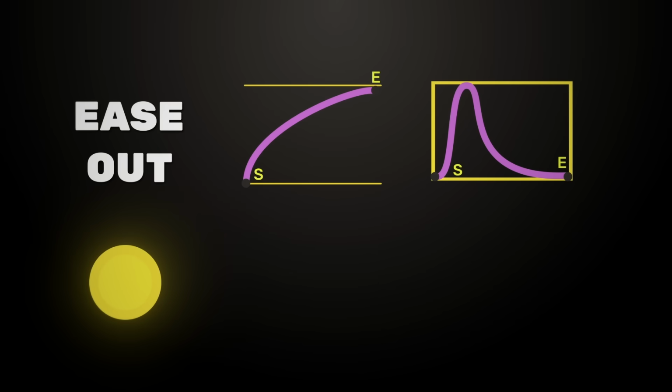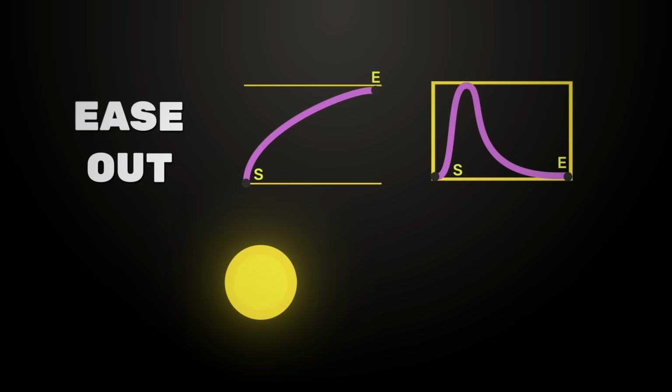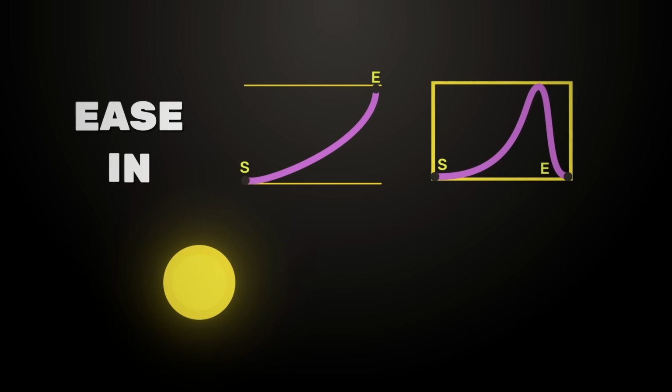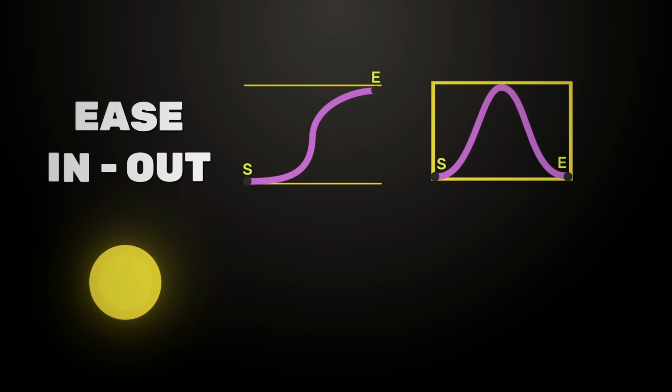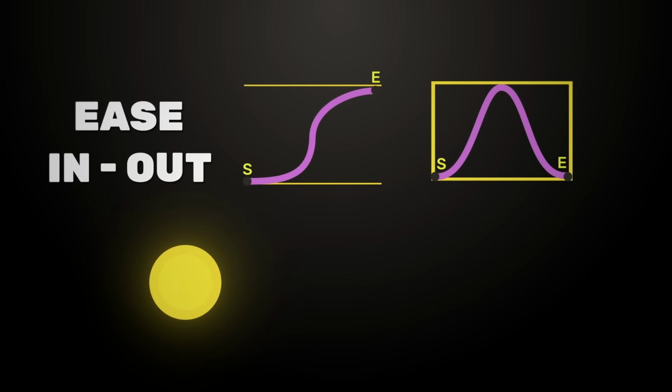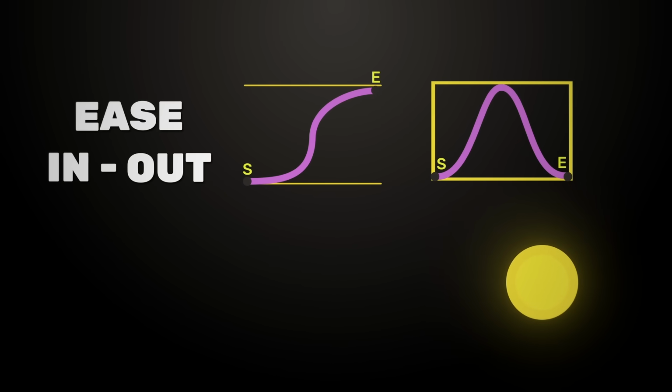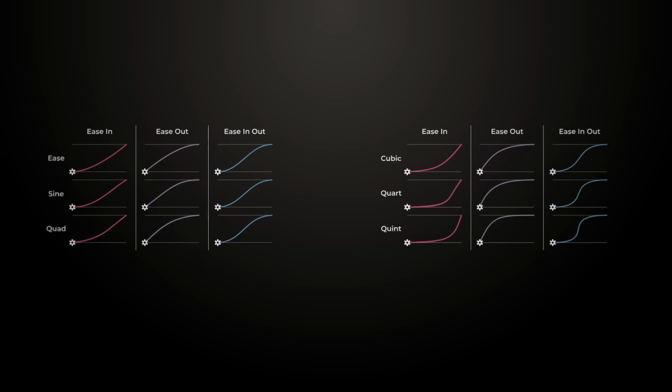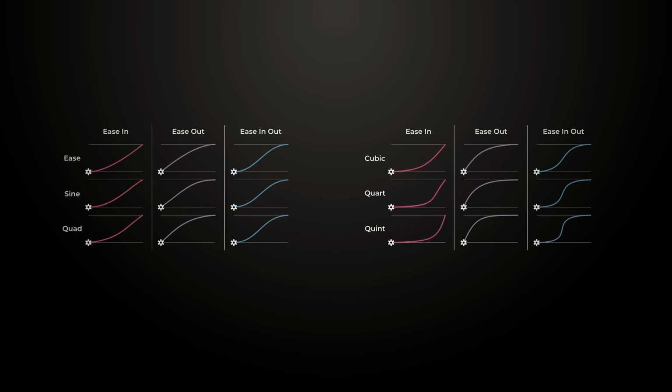Ease out starts fast, ends slow. Ease in starts slow, ends fast. Ease in out, slow at the start, fast in the middle, slow again at the end. Even with just these 3 types, the timing of the speed change can create so many different variations.